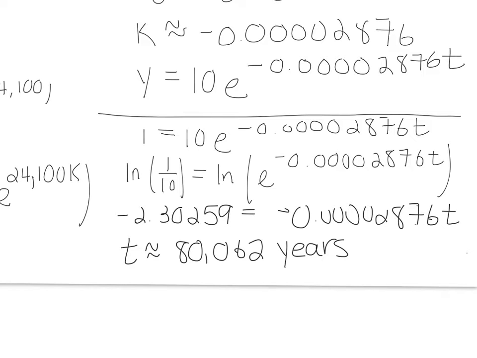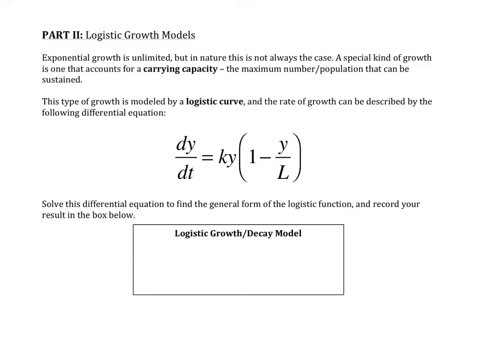Okay, next page. This now brings us to a different kind of exponential growth, but one that is oftentimes a lot more realistic, especially for population modeling. As it says here, exponential growth is unlimited, but in nature, that's not really reasonable, right? Because any given population, whether it's a population of deer or bacteria or people, is not just going to grow exponentially forever.